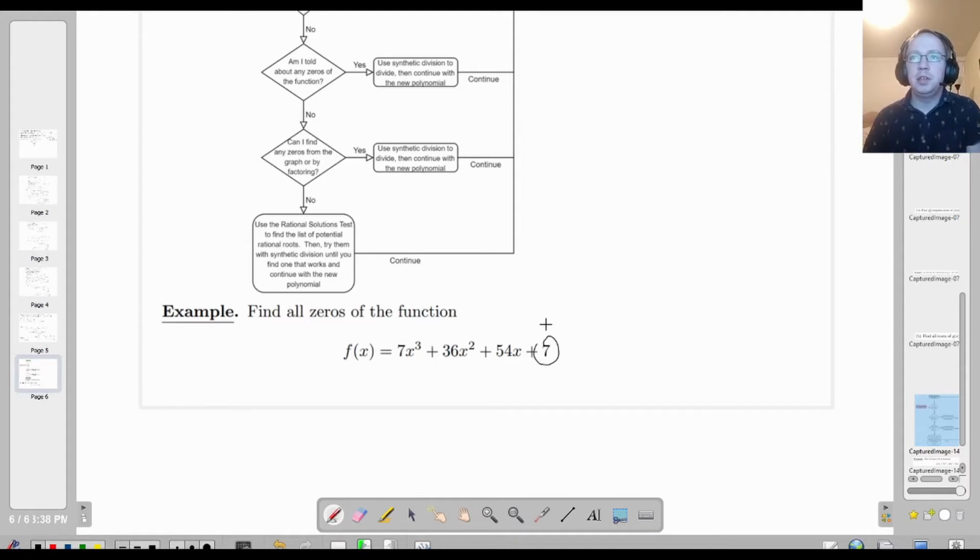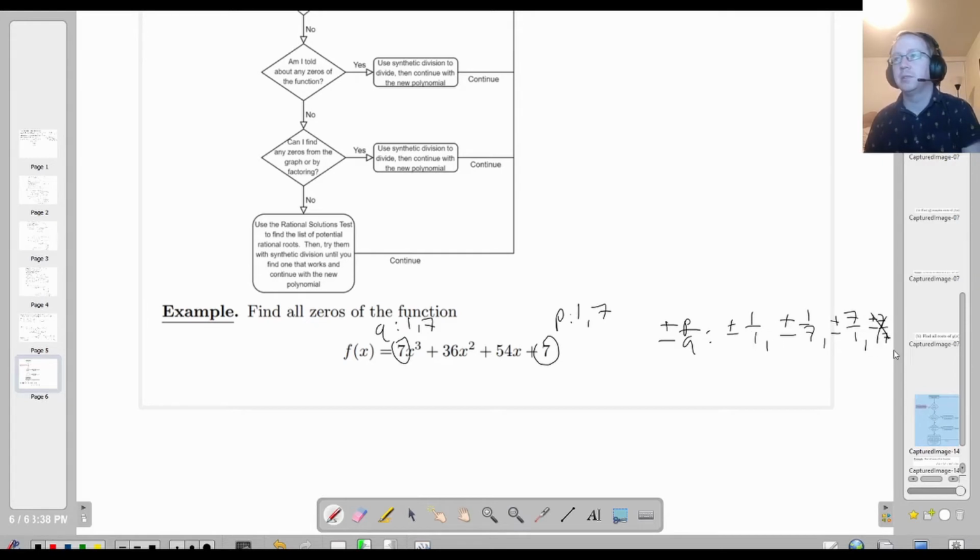So my options for P would be the factors of 7. My options for Q would be the factors of 7. So my options for plus or minus P over Q would be 1 over 1, 1 over 7, 7 over 1, and 7 over 7. But it is worth pointing out, 7 over 7, that's the same as 1 over 1, so it's kind of redundant.